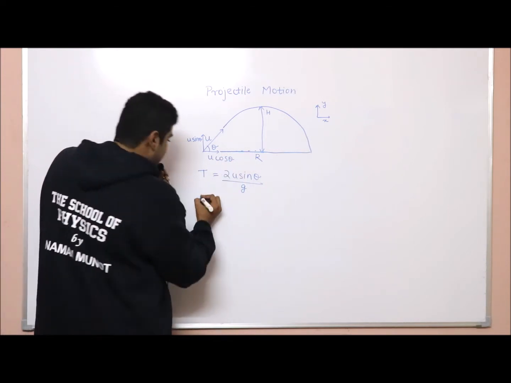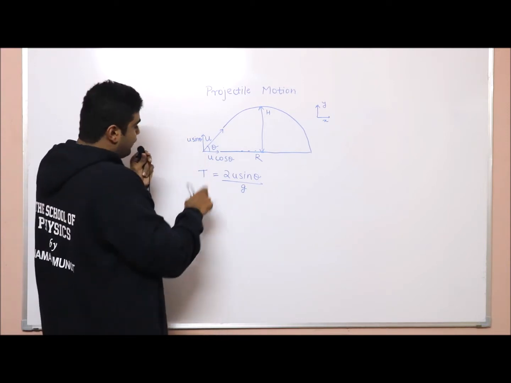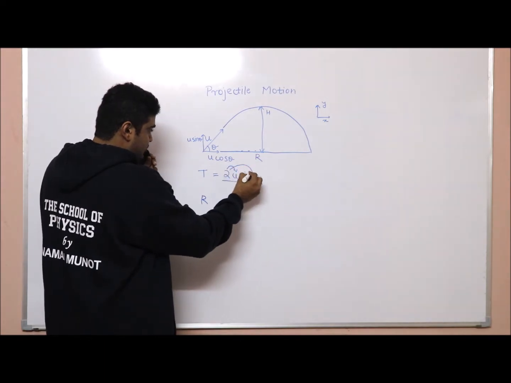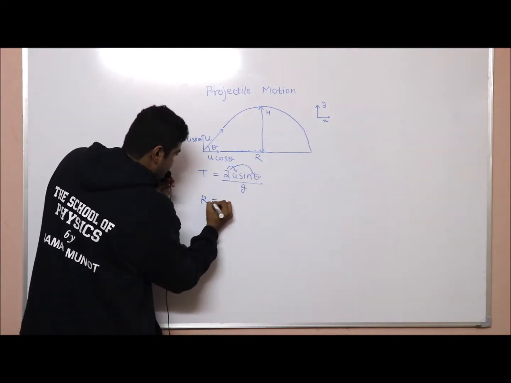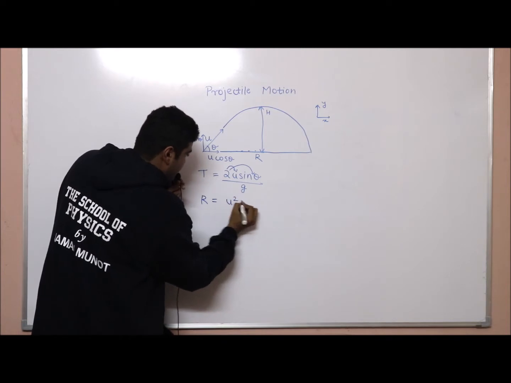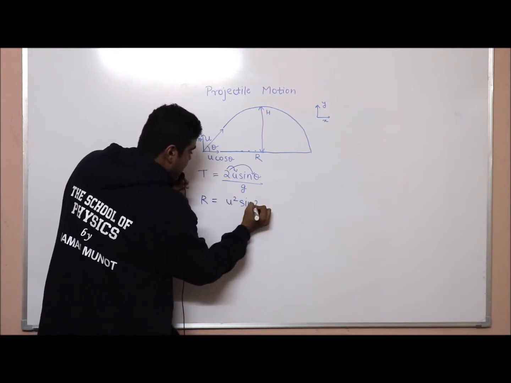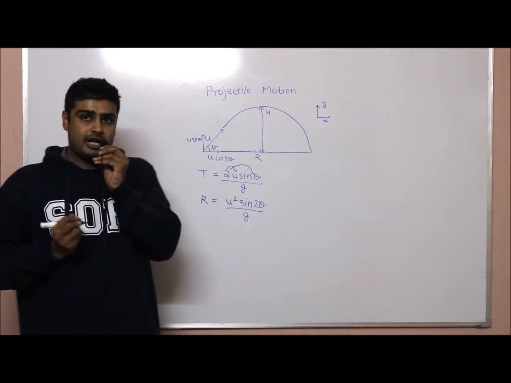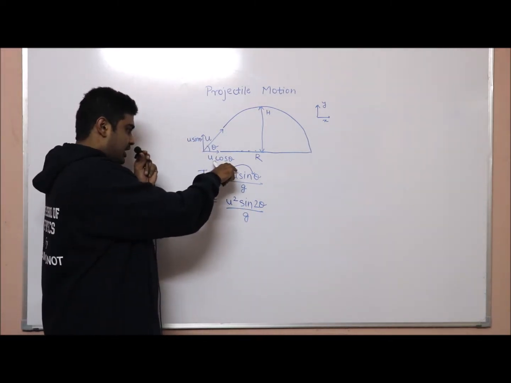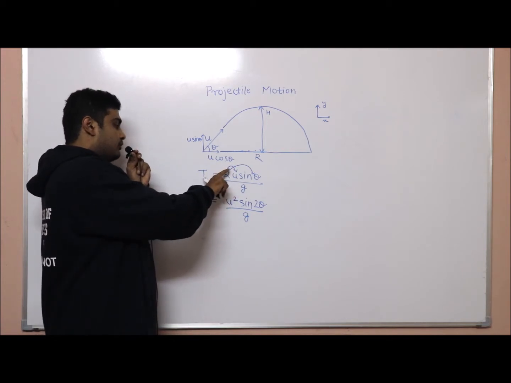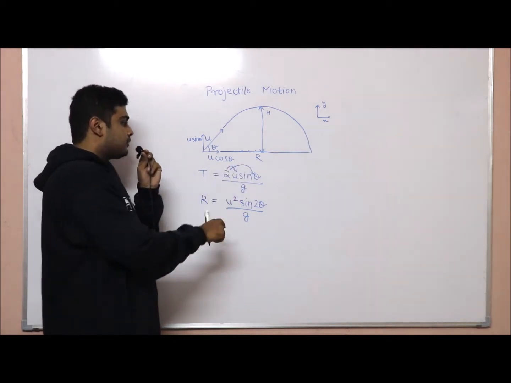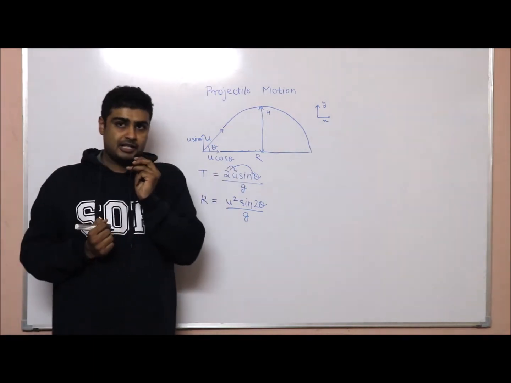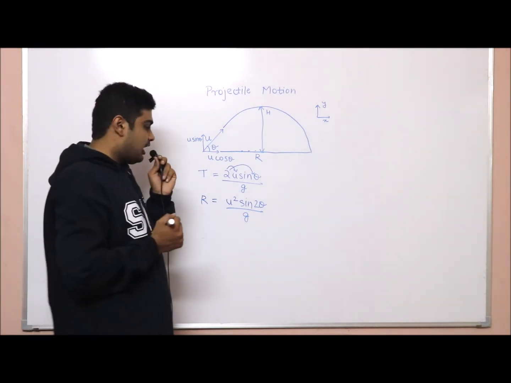So for range R, what we'll do is we'll put this 2 here and we'll also put this 2 here. We put this 2 here, which makes it u square, and we put this 2 also here, which makes it sin 2 theta. So the formula for range is u square sin 2 theta upon g.